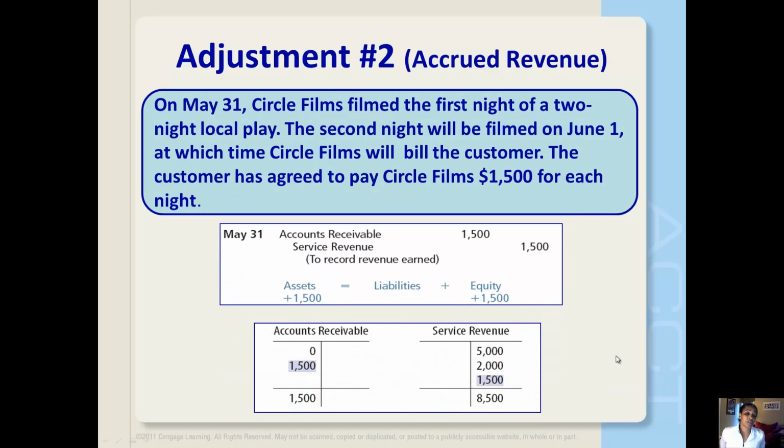And that's important for you to be able to look at these and identify, is it deferred or is it accrued, and is it a revenue or is it an expense?